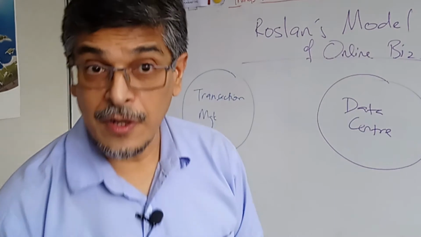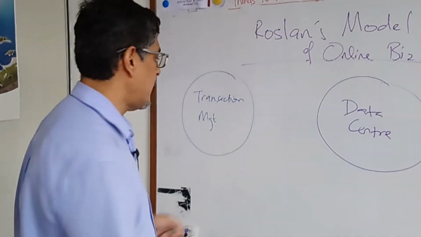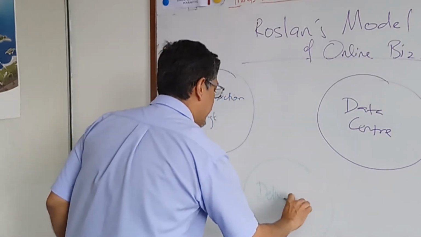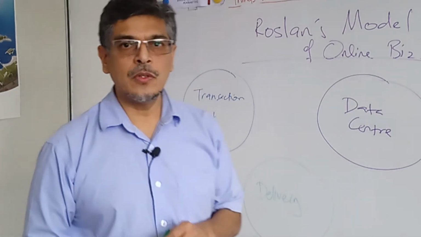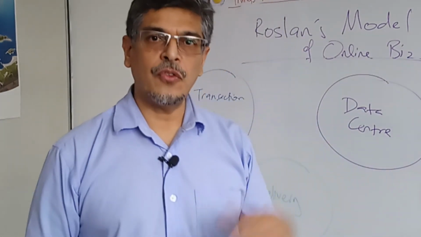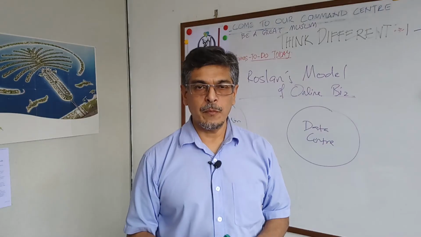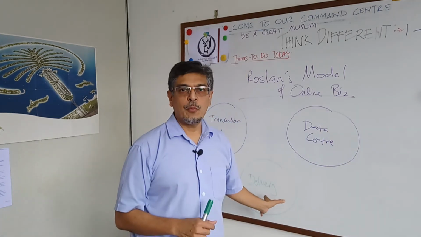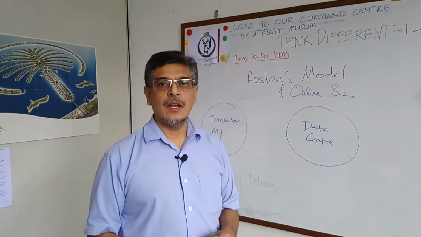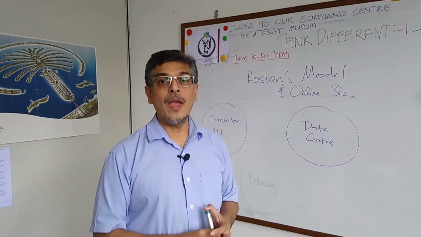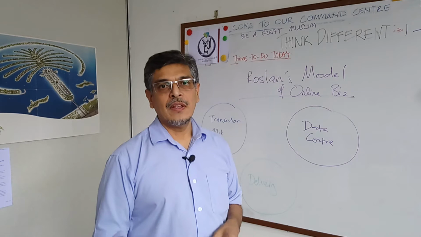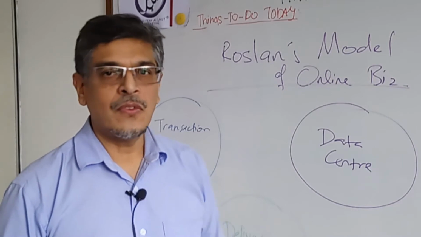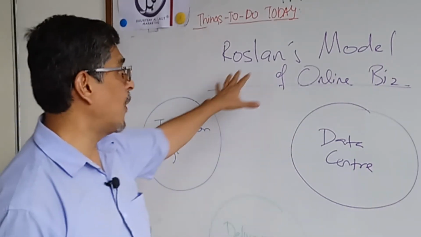Yes, I'm going to use a different color yet. So with this delivery system, this is where the actual products or services are being transferred, being shipped to the customers. Okay. So in this delivery system, it's very important to look at the tracking of the product itself. Where is the product at any point in time? Has it been delivered? If not, what happened to it? Is there a bottleneck somewhere? Right? So these are the three components that I've identified, and I call it Rosland's model of online business.